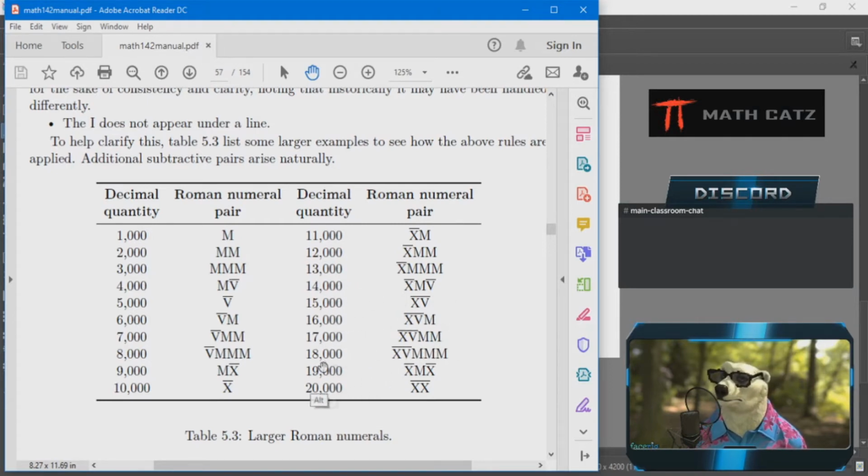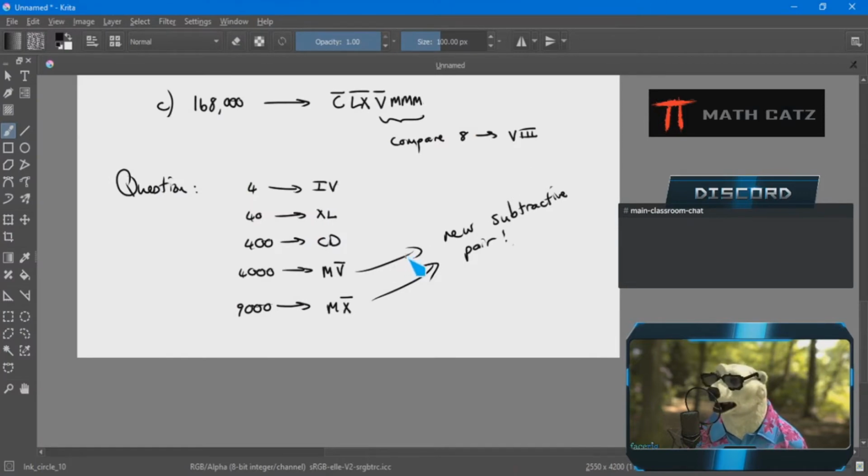And then I continue. 19,000 will be the 10,000s position and the 1,000s position, handled separately, and so on. Now you might think, does the new subtractive pair issue continue? No, luckily not. We're done with the subtractive pairs because 40,000 is not a subtractive pair. 40,000 will simply be 40 with a line over it.